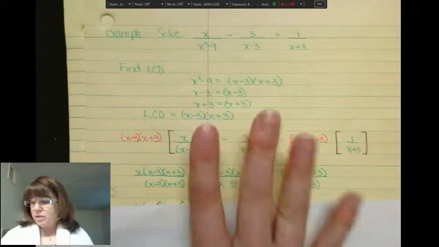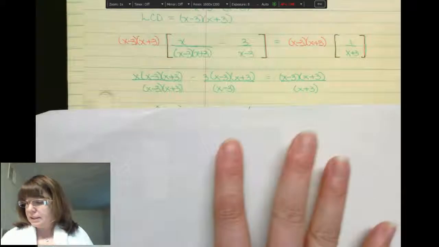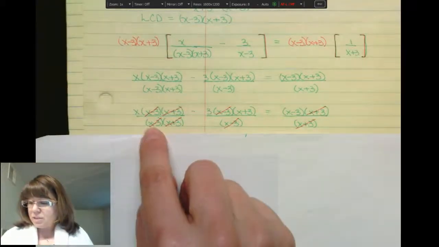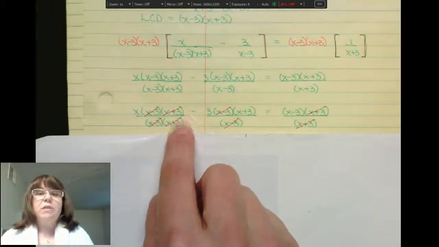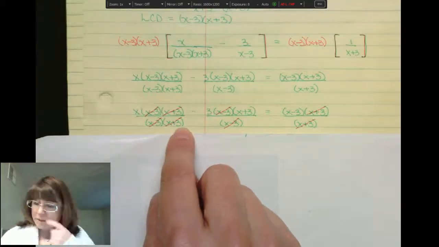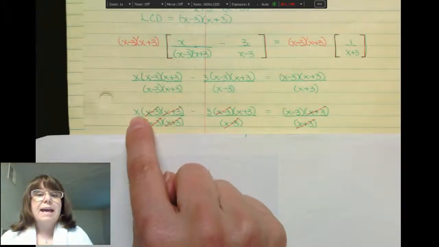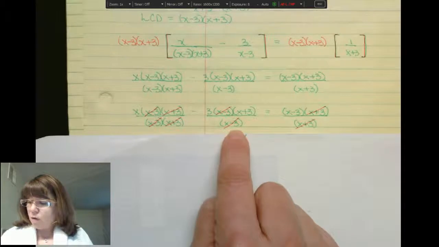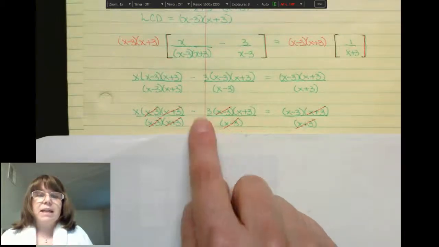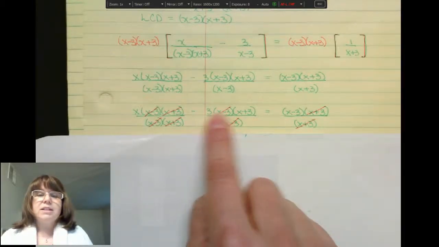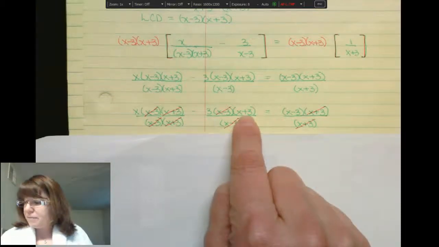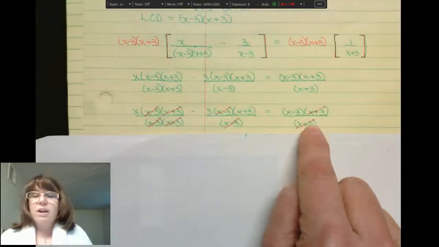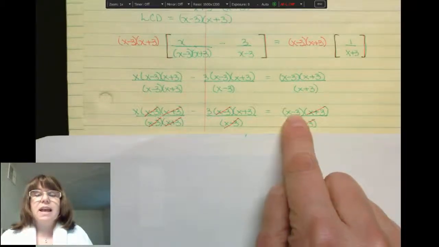Now I can start reducing, getting my problem a little bit less complicated. X minus 3 over x minus 3 I can cancel. X plus 3 over x plus 3 I can cancel. So the first term, all I have is an x. For the second term, x minus 3 over x minus 3 will cancel, leaving me minus 3 times x plus 3. And that's going to equal x plus 3 over x plus 3 will cancel, leaving me x minus 3.